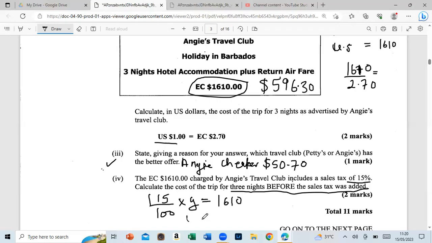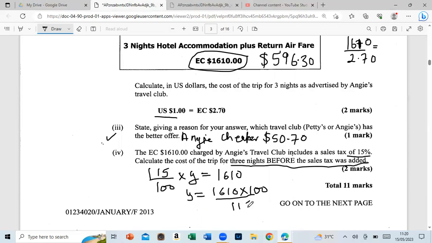And that's 1610, take the inverse, so we've divided by 100. I've done this so many times on my channel. Persons should not be getting these wrong. And then we divide by 1.15. I need more space.